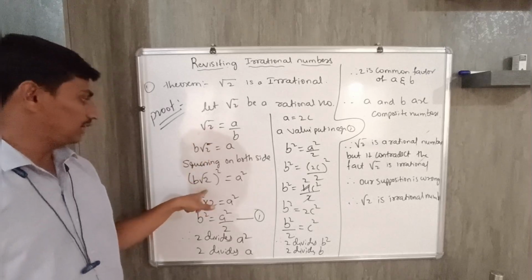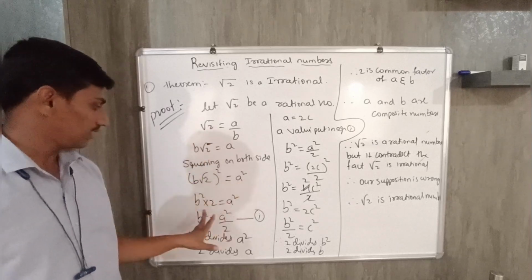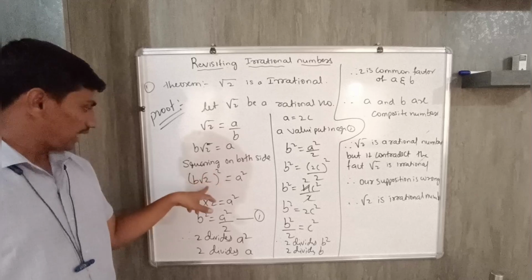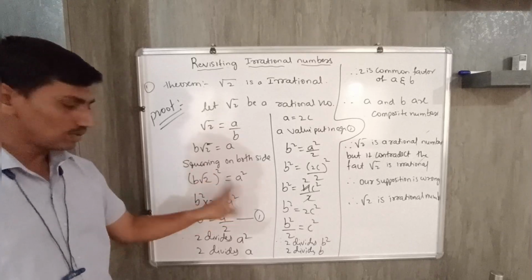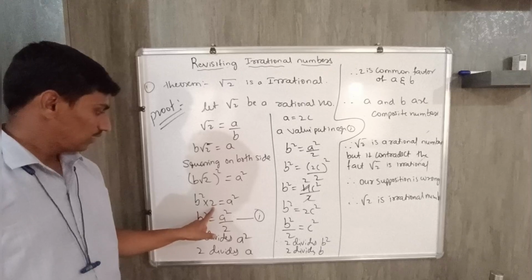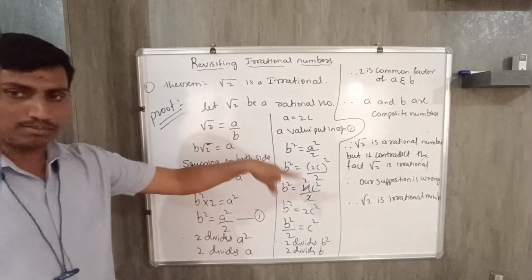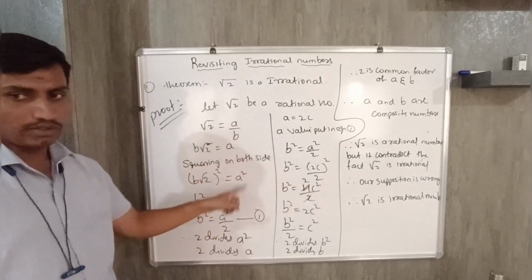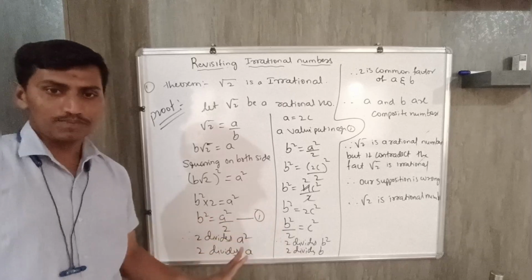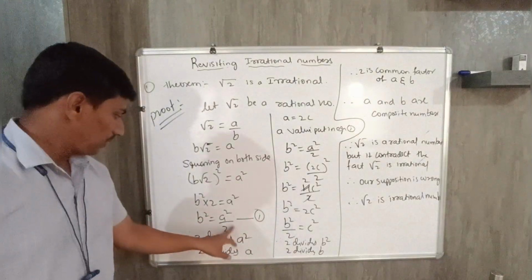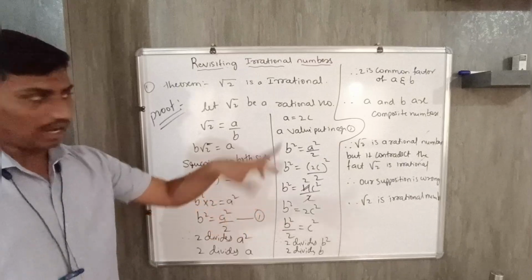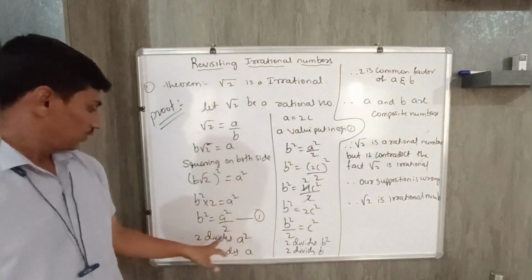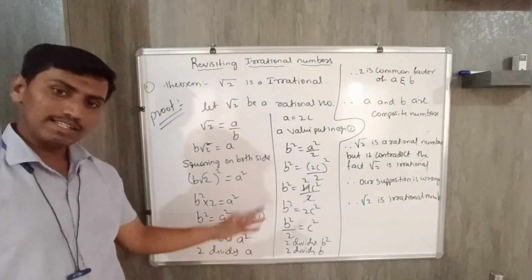Square on both sides, b into root 2 whole square equal to a square. Then the square and root cancel, it is only 2. b square into 2 equal to a square. Then 2 here is multiplied, so taking 2 to that side means divide. b square equal to a square by 2, that is equation 1. Okay, so 2 divides a square means 2 divides a also. I have found that 2 divides a square means 2 divides a also.